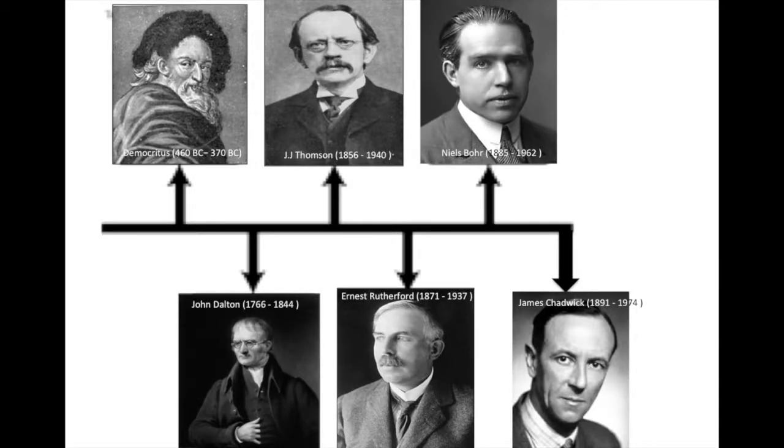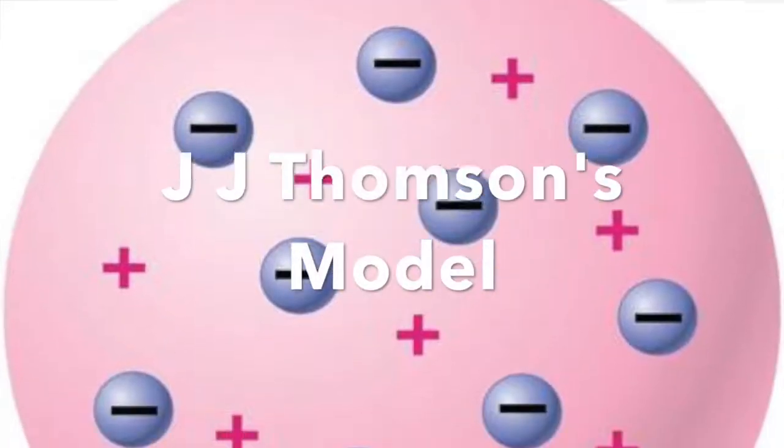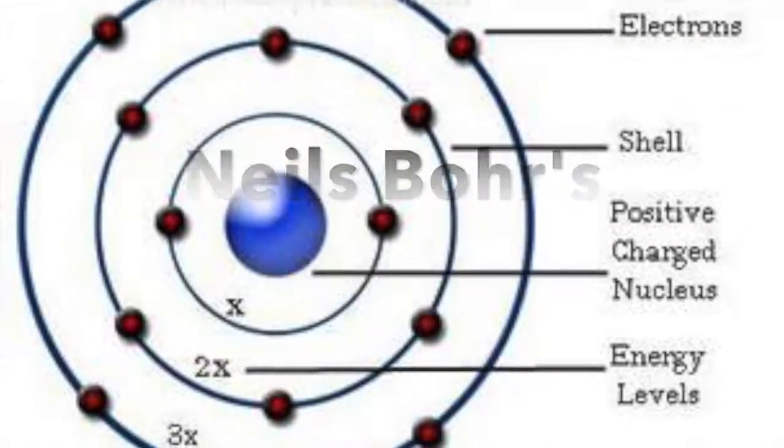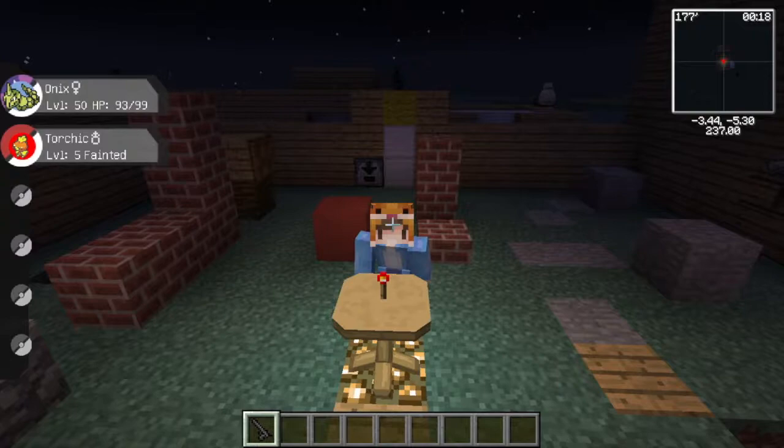So a quick recap of everything. Democritus started the theory of atoms. John Dalton discovered the atomic theory and the symbols. J.J. Thomson discovered electrons. Ernest Rutherford discovered the nucleus. Bohr discovered the orbital part of electrons. And James Chadwick discovered the neutrons. And after looking at all the previous models of the atoms, we ended up with this. So that brings us to the end of this video.